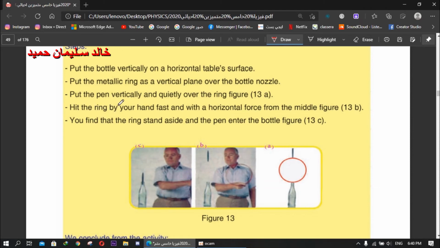Hit the ring with your hand fast and with a horizontal force from the middle, as in figure B. You find that the ring stands aside and the pen enters the bottle, as in figure 3.